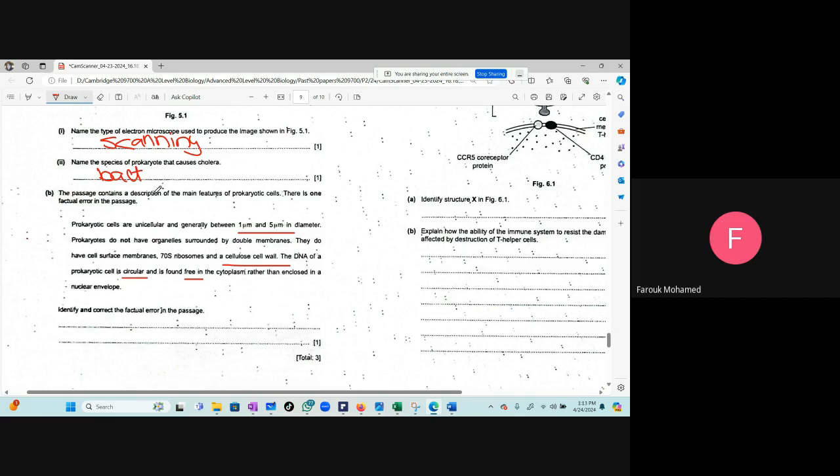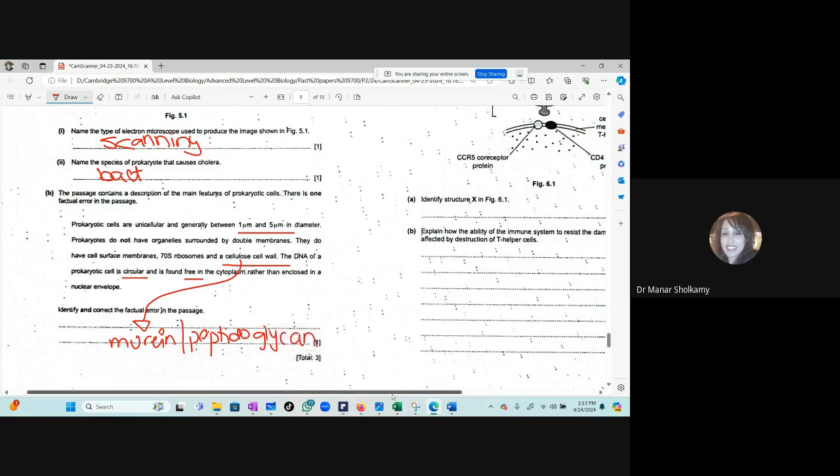It doesn't have a cellulose cell wall. Very good. The cell wall is made up of what? Murein. Yes, murein, or it has another name, peptidoglycan. Very good. So this is an obvious mistake.